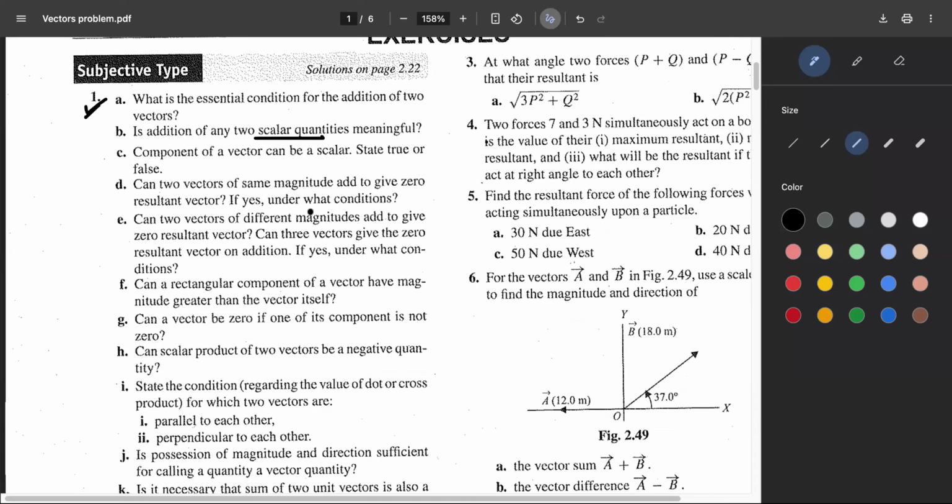Can two vectors of the same magnitude add to give a zero resultant vector? The answer for that is yes, right? Okay, what is the condition, Adit? For the D part, what should be the ideal condition?